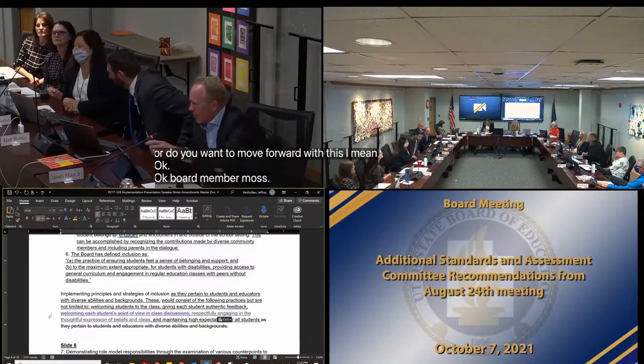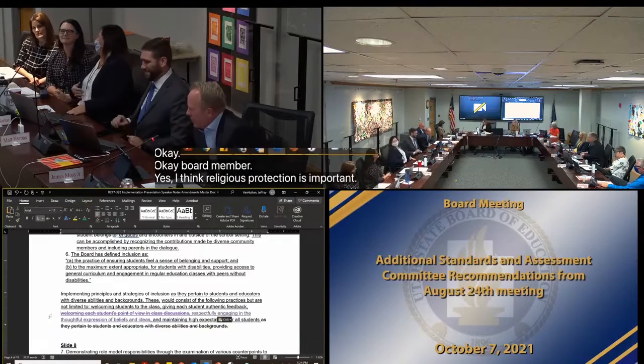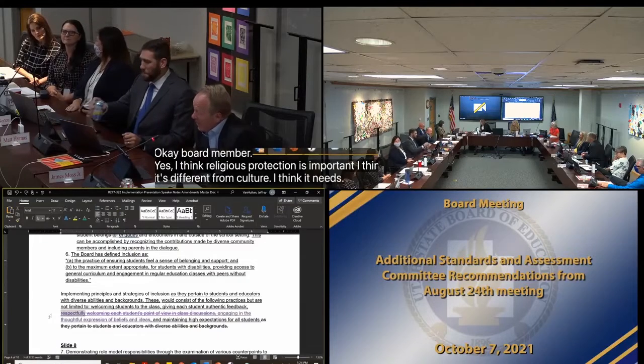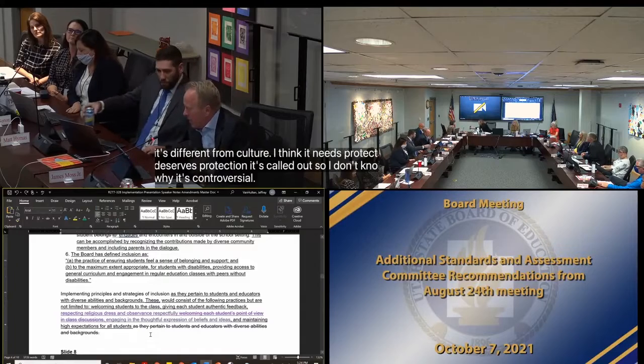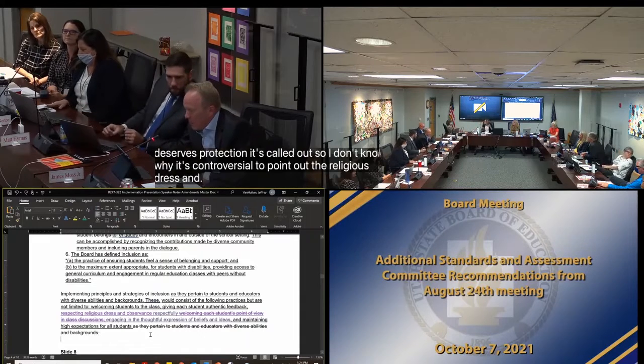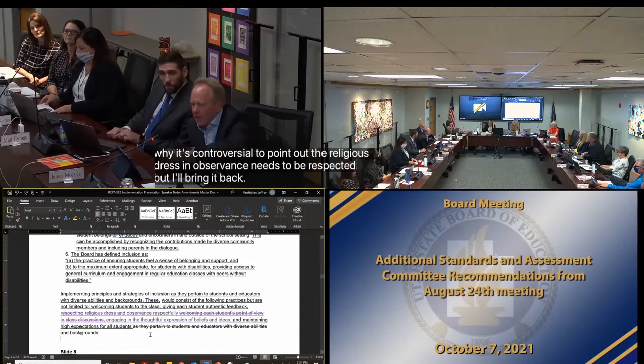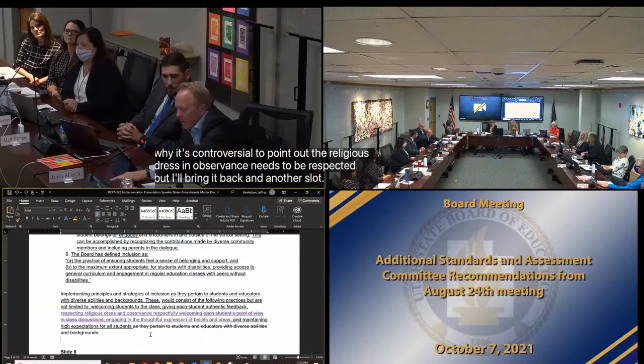Yes, I think religious protection is important. I think it's different from culture. I think it needs protection, deserves protection. It's called out. So I don't know why it's controversial to point out that religious dress and observance needs to be respected. But I'll bring it back at another spot, in the examples or something.